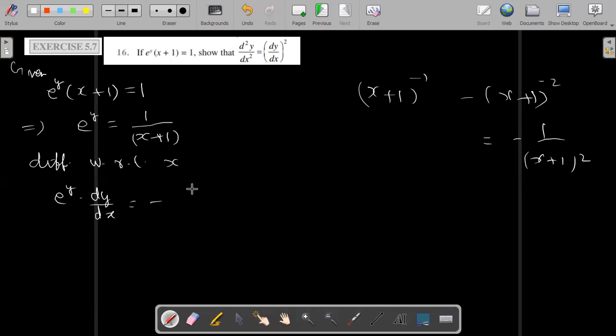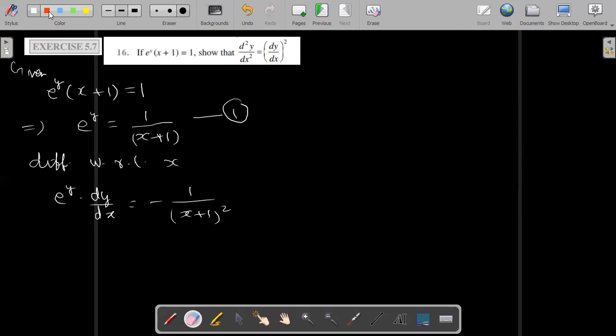So this will become minus 1 by (x plus 1) whole square. Okay. Now what we will do, we will bring this e to the power x here, and using this, the right hand side will be totally converted into a function of x. So this can be written as dy by dx is equal to minus 1 by (x plus 1) whole square into 1 by e to the power y.